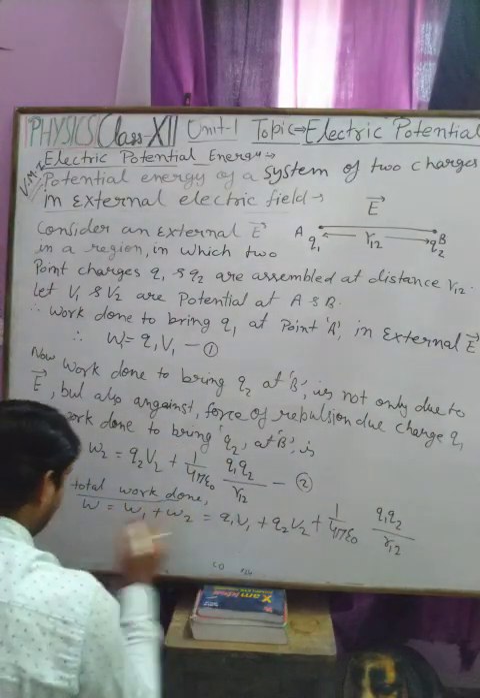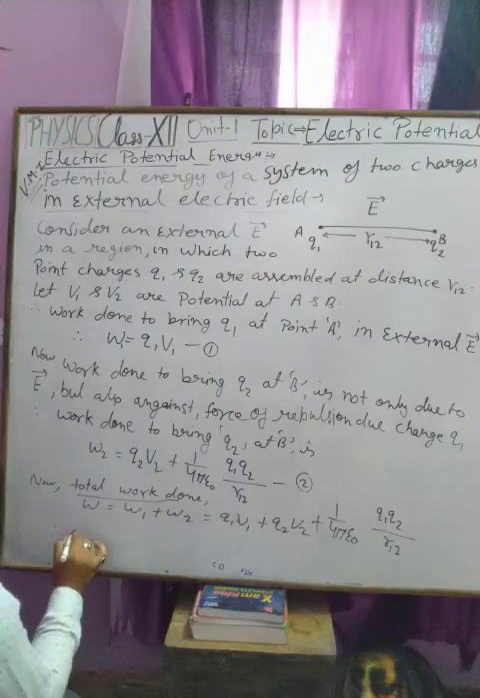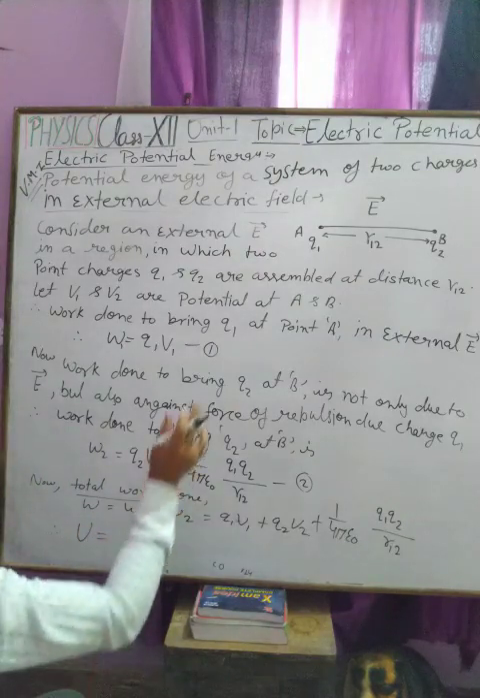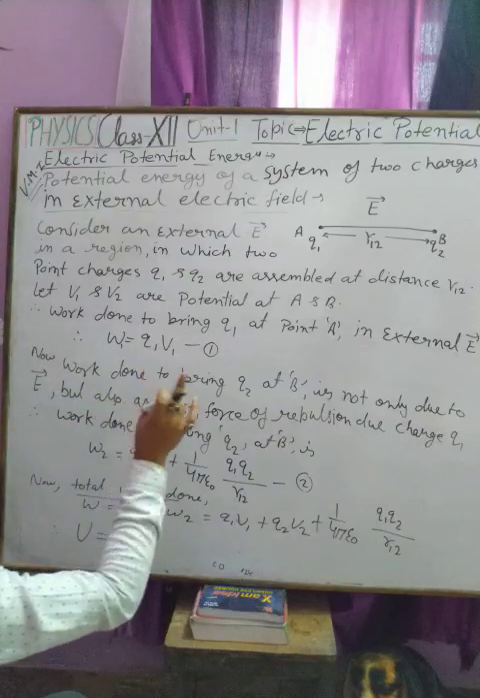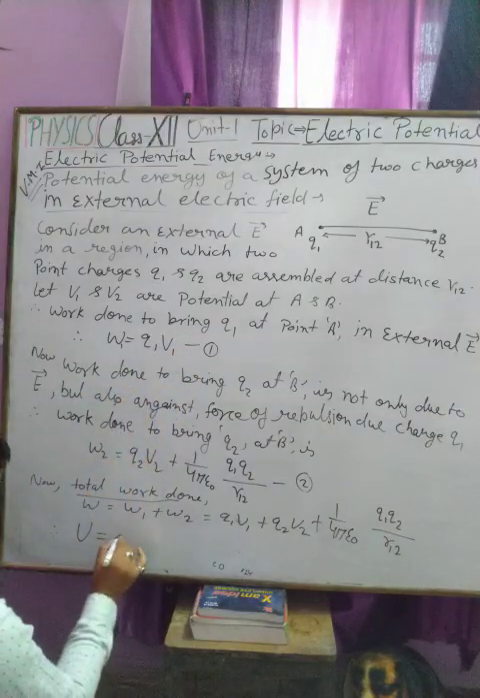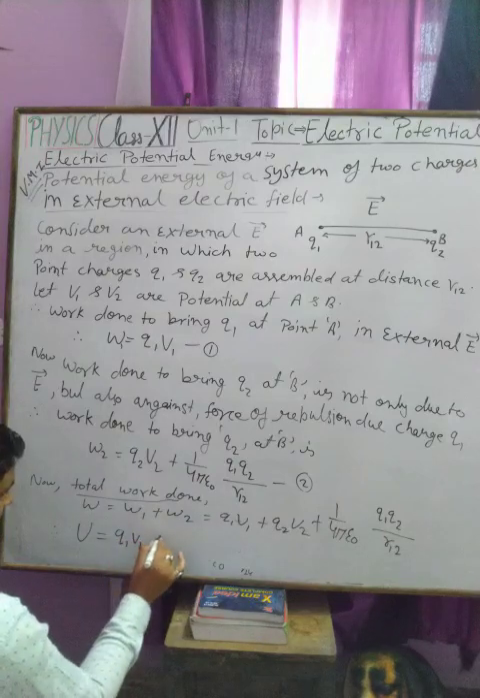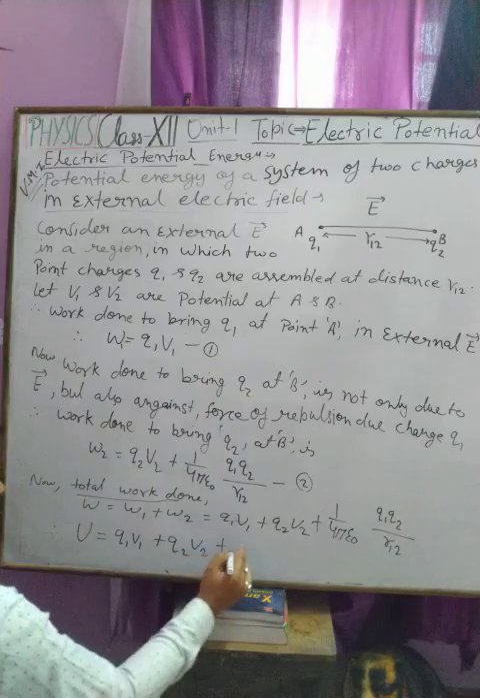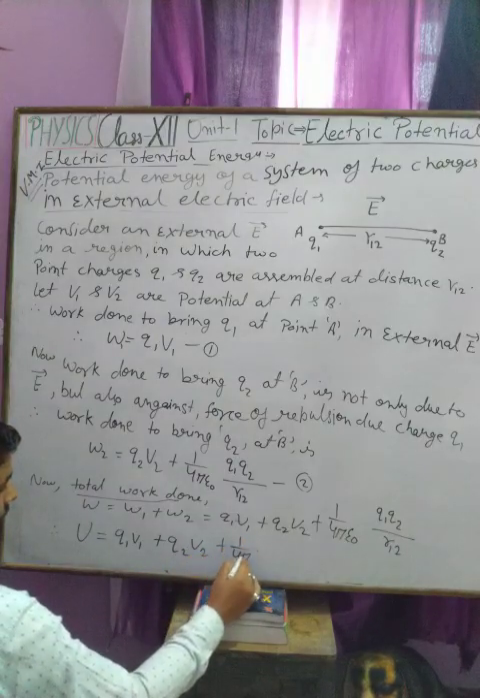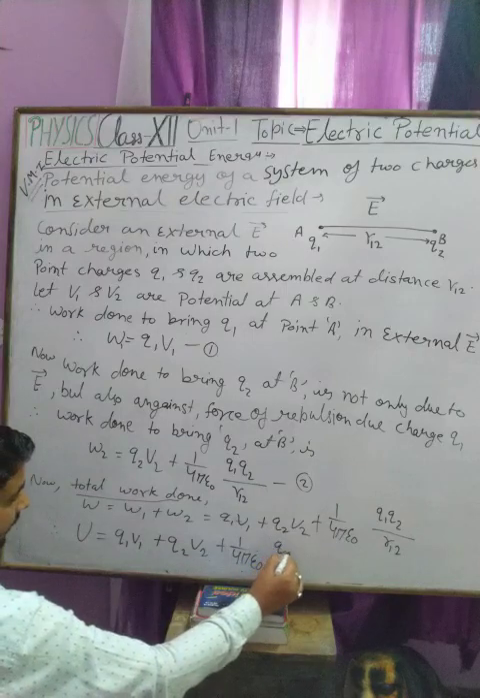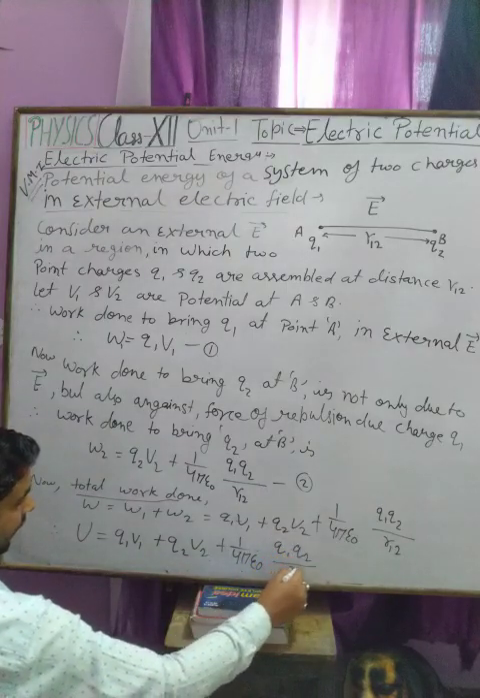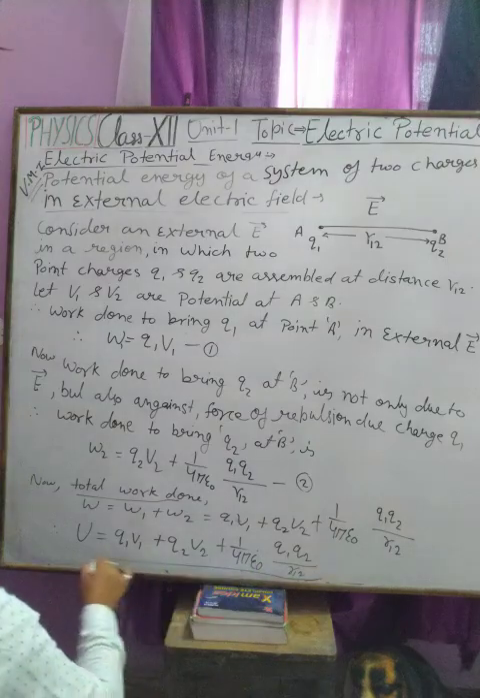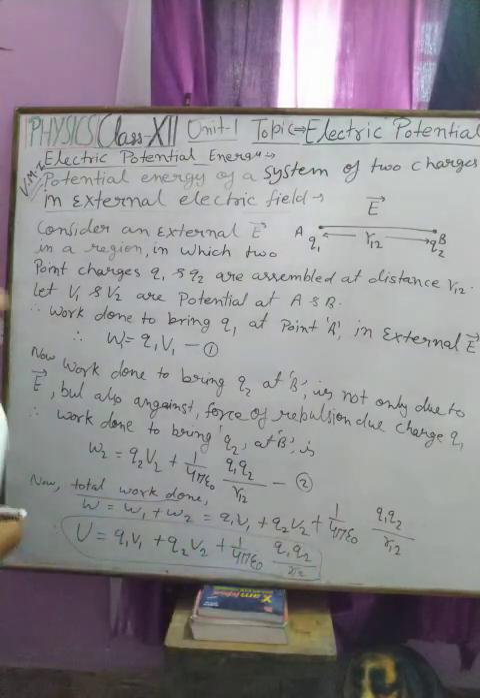This is stored as potential energy. Therefore, potential energy to assemble the system AB in external electric field is Q1 V1 plus Q2 V2 plus 1 upon 4 pi epsilon naught Q1 Q2 upon R12. This is the potential energy to bring the two charges in external electric field. Copy this.